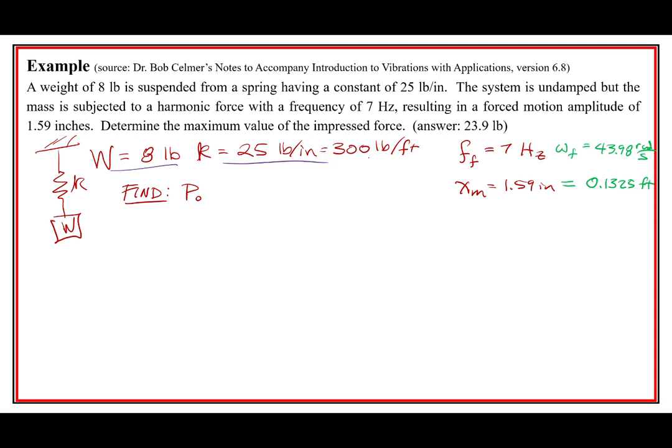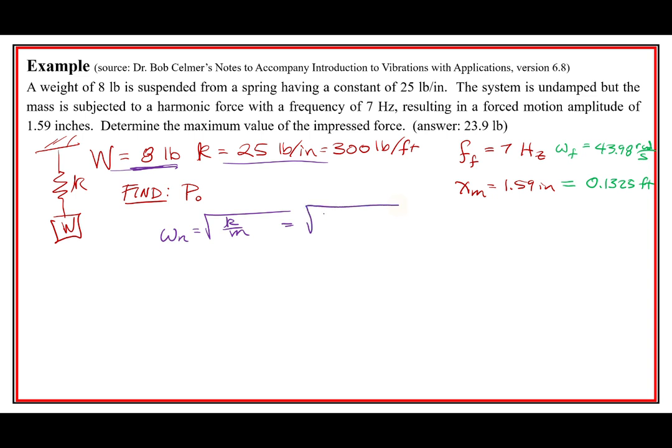As always, if you're doing a vibration problem and you're given the weight or the mass and the stiffness, you can find what the natural frequency is going to be. In US units, we have to be a little bit careful. We have to go square root of K over M, but our M is not equal to 8 pounds. We want the M to be in slugs.